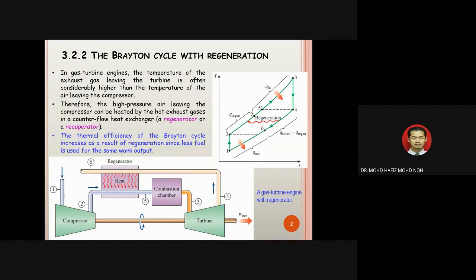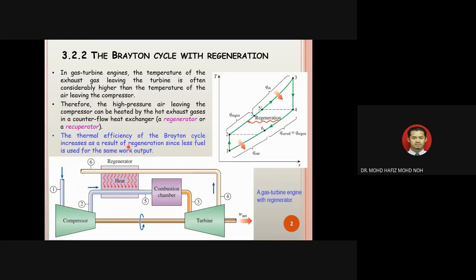As you can see in the slide now, we still have the basic components, which are a compressor, combustion chamber, and turbine. But in this case, the hot gases from the turbine are channeled into the regenerator, and this hot gas is included in the system before entering the turbine.